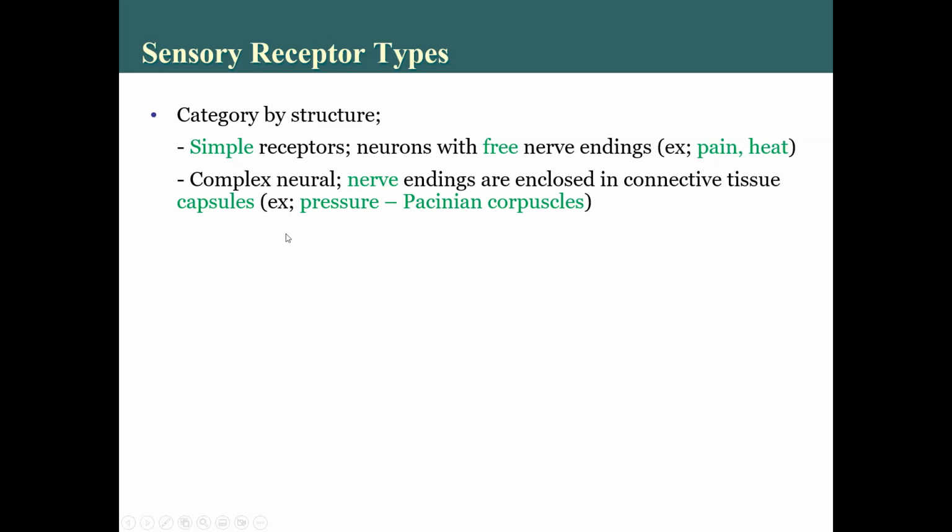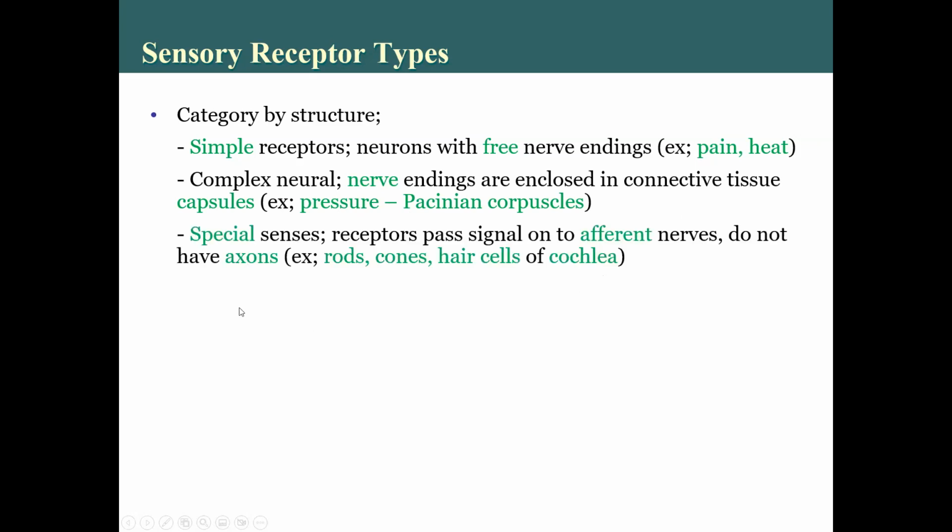Another type of sensory receptor would be complex neural, where the nerve endings are enclosed in connective tissue capsules. So for example, pressure is sensed by the Pacinian corpuscles, and the tips of those receptors are wrapped in connective tissue to reduce their sensitivity, believe it or not, so that you only feel deep pressure and ongoing sensation.